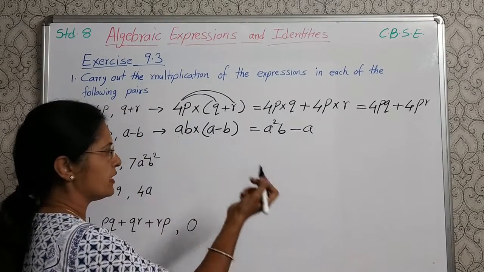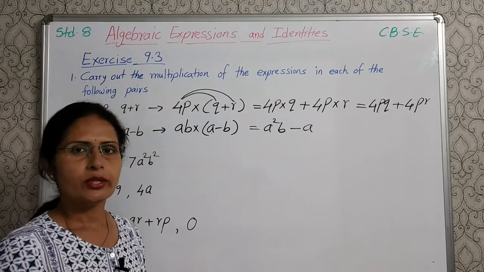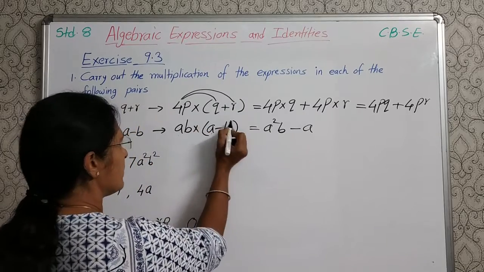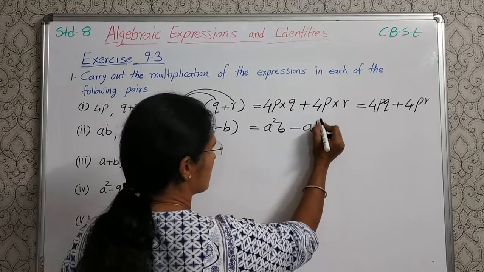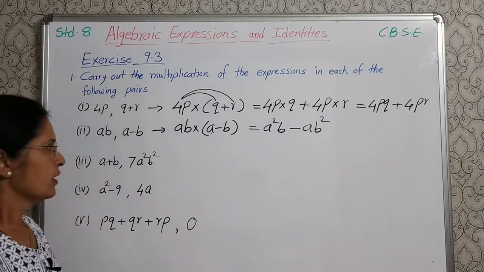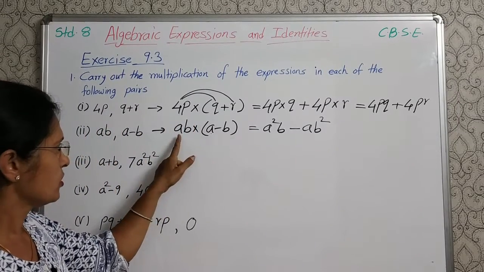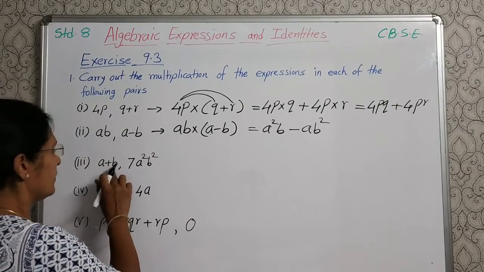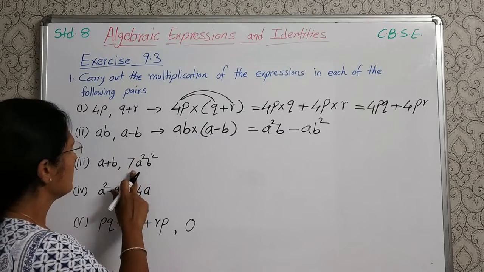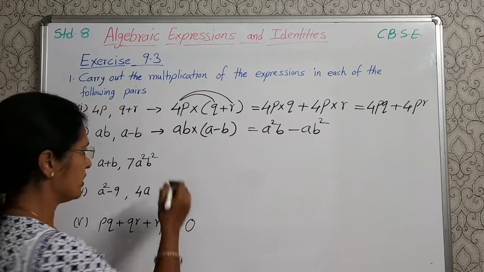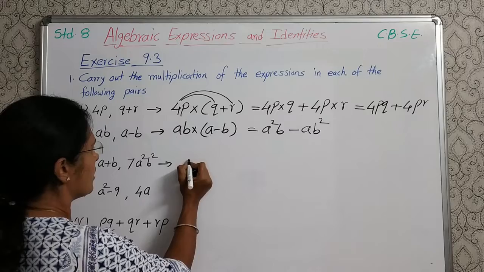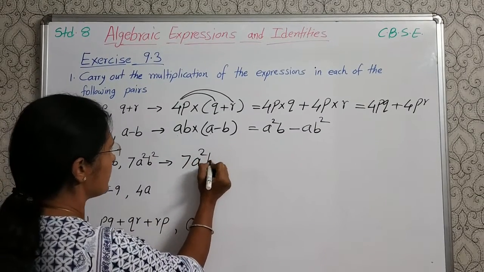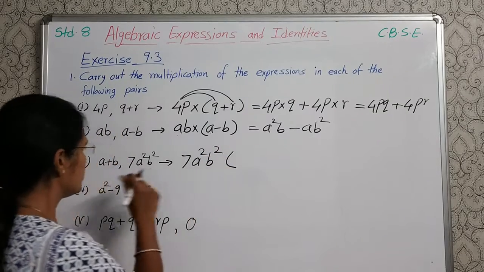So using the law of indices, a raised to m into a raised to n is equal to a raised to m plus n. So here 1 plus 1, 2, b square. So this is the answer. This is the multiplication of these two expressions. This is the product. Now third, a plus b. Now this is the binomial and 7a square b square is the monomial. Let us multiply. We can write first the monomial, 7a square b square into a plus b.